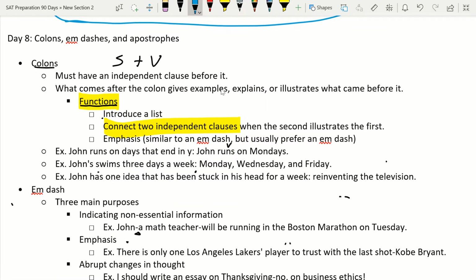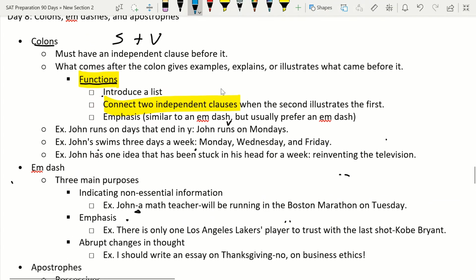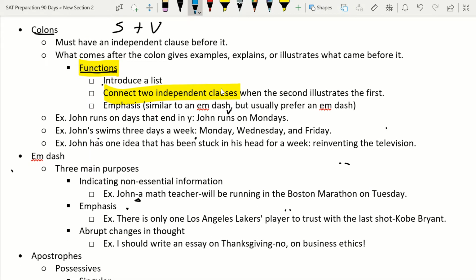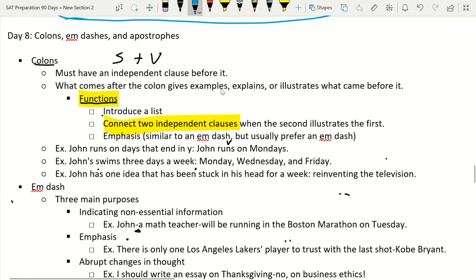All right, next up we've got colons. I want to talk about colons, em dashes, and apostrophes now. Colons have to have an independent clause before them. If you're going to use a colon, you must have an independent clause before it. What's an independent clause? Just a reminder, it's a subject and a verb that can stand alone on its own as a sentence. What comes after the colon is an example that explains or illustrates what came before it.